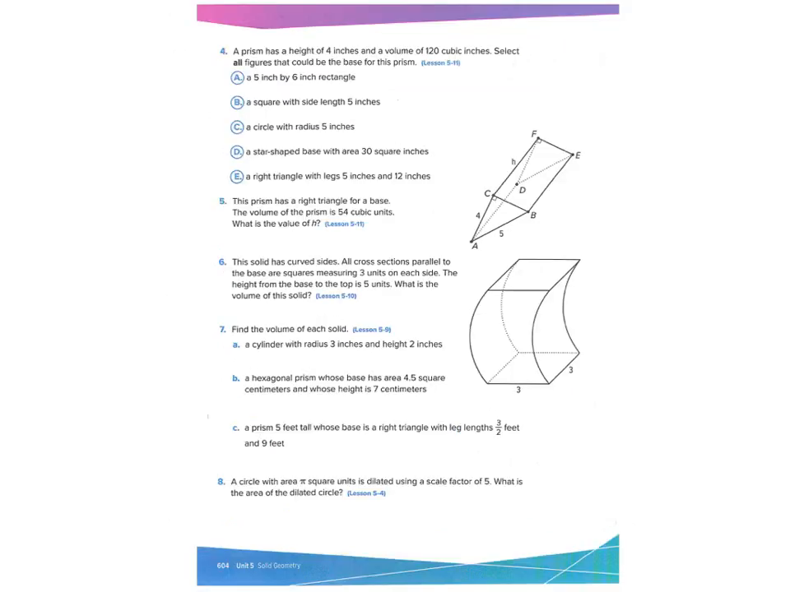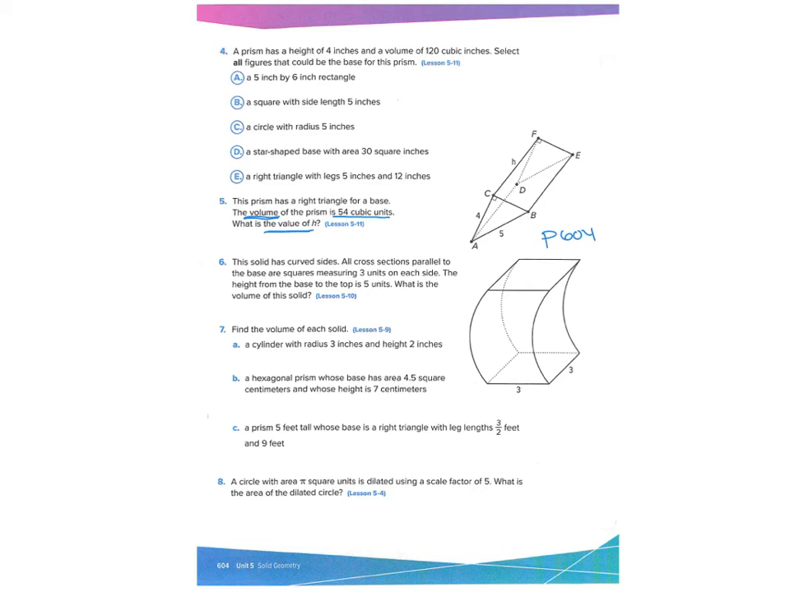This is the next page, page 604 in our workbooks. I want to talk about both 5 and 6 for just a moment. In number 5, I want you to notice what's missing is your H. You need to set up your entire volume formula like normal, except now I know the volume. It's 54 cubic units. I need to solve for H.